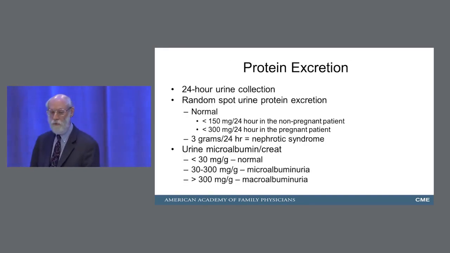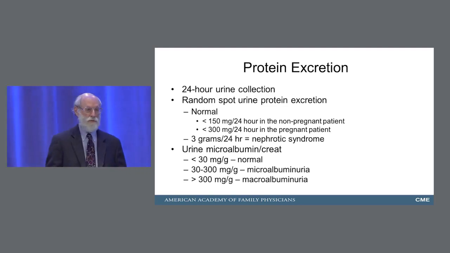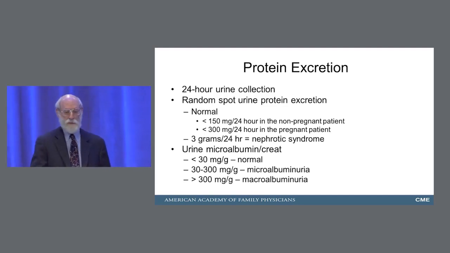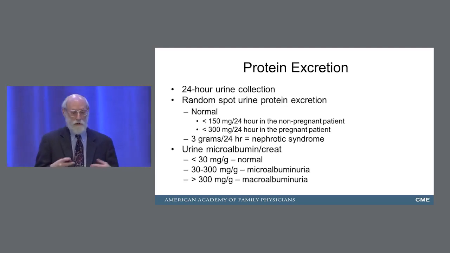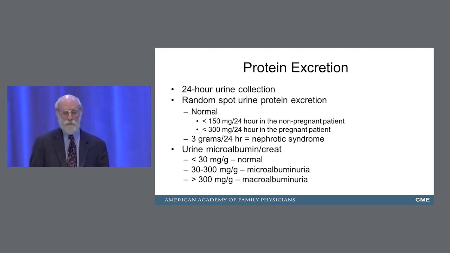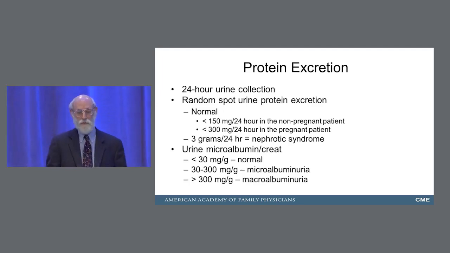Protein excretion is important. We measure that. Remember the old 24-hour collections? People carry the jugs around. They don't like to do that very well. We now rely on random spot urines. A normal being less than 150 in a non-pregnant patient, 300 in a pregnant patient. Anything over 3 grams in 24 hours, that's nephrotic syndrome.